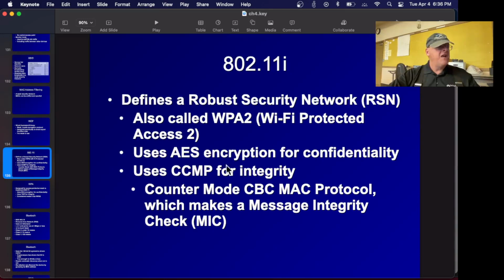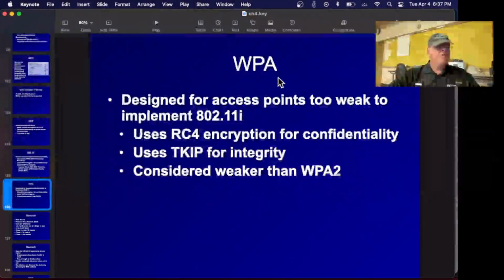And it uses AES and this thing called CCMP, which protects it from the attacks that broke into WEP. And WPA has been around for a long time. This was a design for access points that don't have the processing power to implement full 802.11i, so it uses faster, less secure forms of encryption. It's considered weaker, but in practice, any form of WPA is pretty good. There's no major weakness in them like there was in WEP.